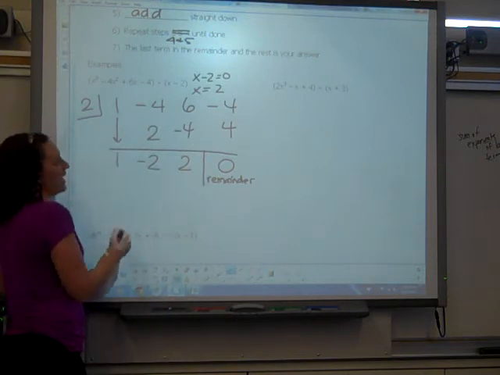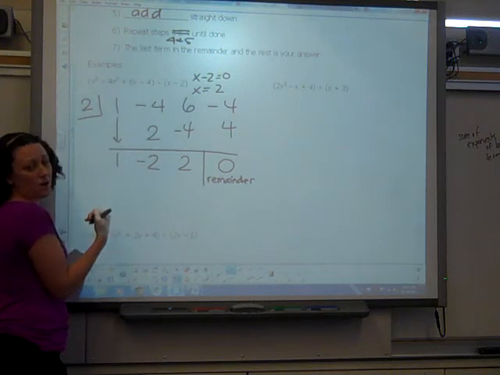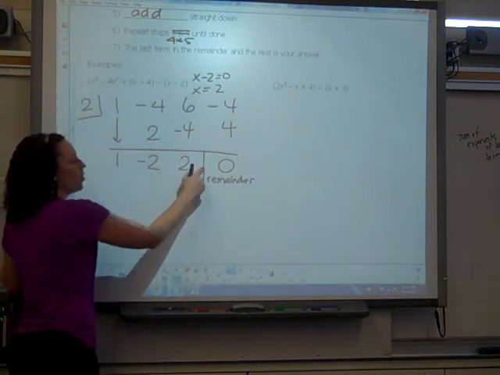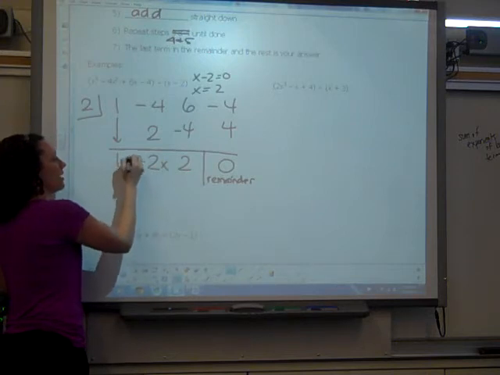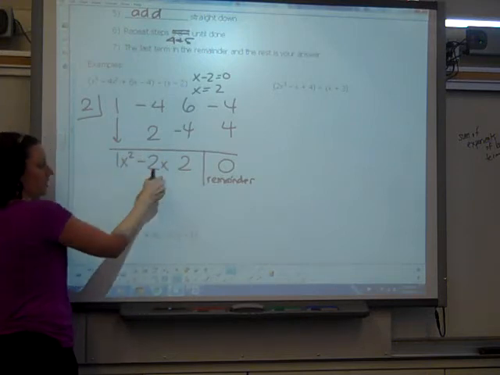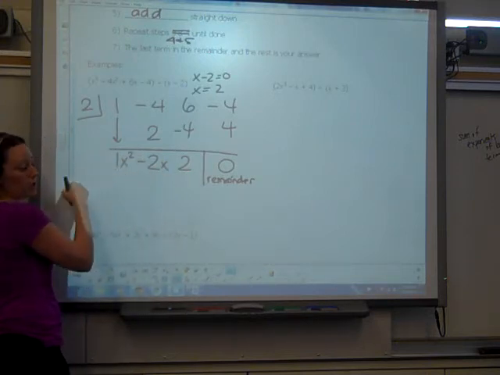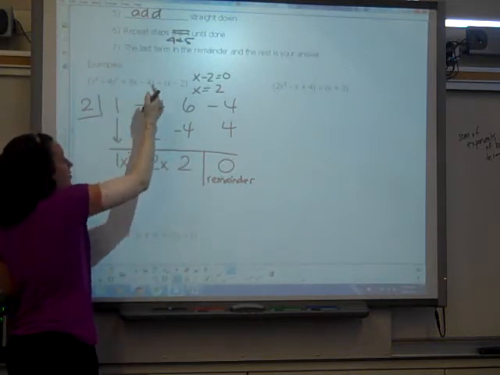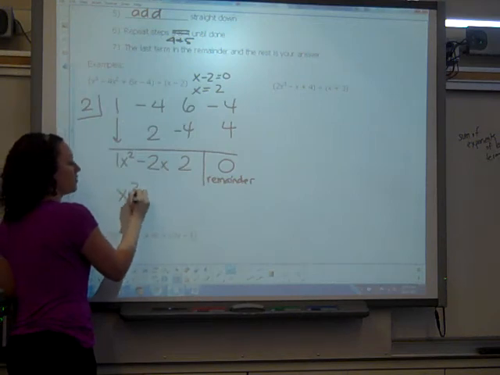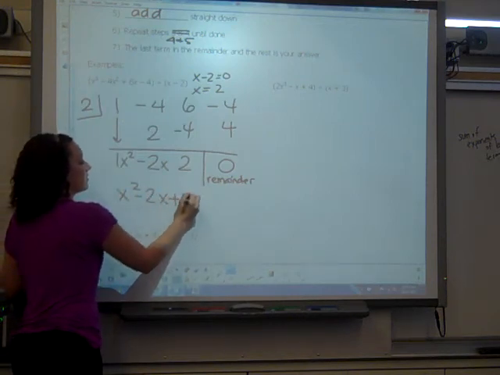And then I slowly put my x's back in because I took them away to do the problem. So my last one will always have no x's. My next one will always have 1x. My first one will always have x squared. And I could keep going. If there were more terms, I'd have x cubed, x to the fourth, etc. So here's my answer. So if you ask me what's the answer when I divide those, I would tell you x squared minus 2x plus 2.